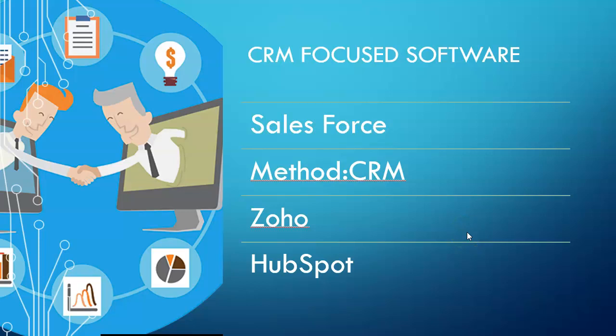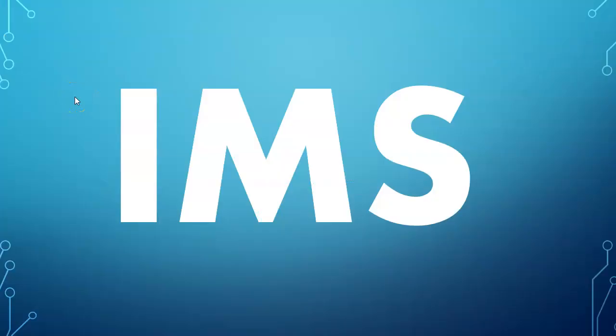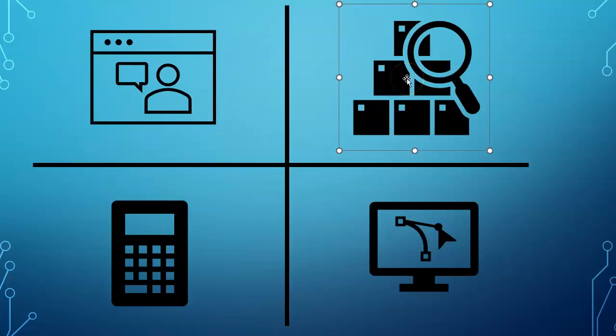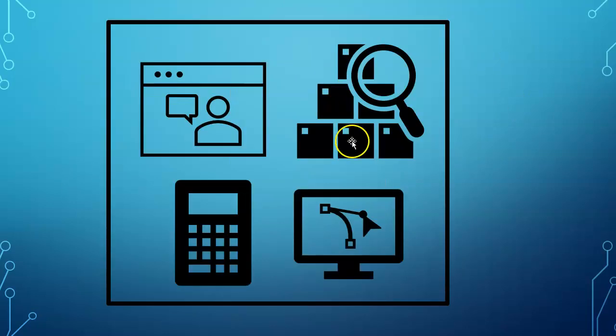CRM. Here's your software that focuses mainly on customer relationship management, not necessarily inventory management. Some CRMs may have inventory management features, but I personally would not consider them inventory management software. But they do have integrations for a lot of inventory management software and ERP software. So you can bridge the data between your CRM and your inventory management software. So once again, IMS stands for Inventory Management Software or Integrated Management Software. Inventory management software is a component of integrated management software. ERP is enterprise software that's all in one.